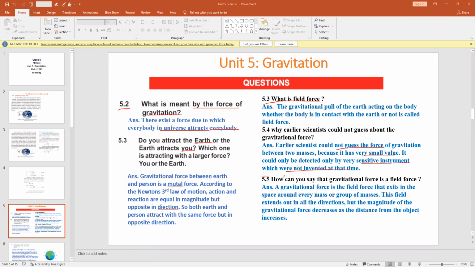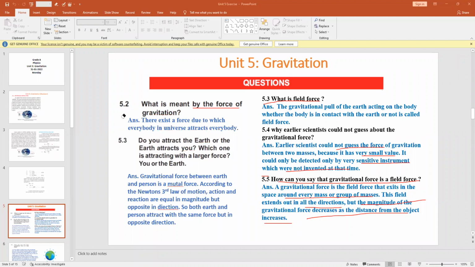Then 5.5 is, how can you say that the gravitational force is a field force? The gravitational force is a field force that exists in the space around every mass or a group of masses. This field extends out in all directions, but the magnitude of the gravitational force decreases as the distance from the object increases.